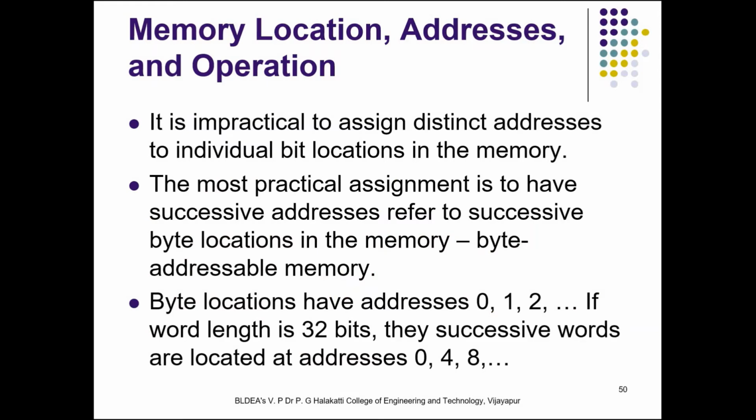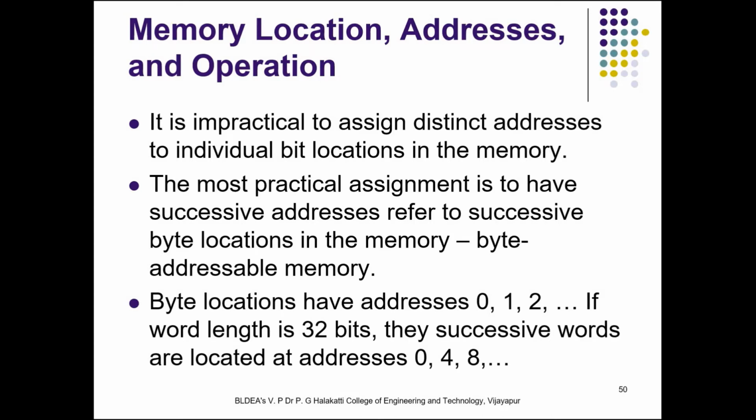Right. Now let's see memory location addresses and operations. It is impractical to assign distinct addresses to individual bit locations in the memory, because there are millions of bits and assigning an address for every bit is practically impossible. So the most practical assignment is to have successive addresses refer to successive byte locations in the memory, which we call byte addressable memory.